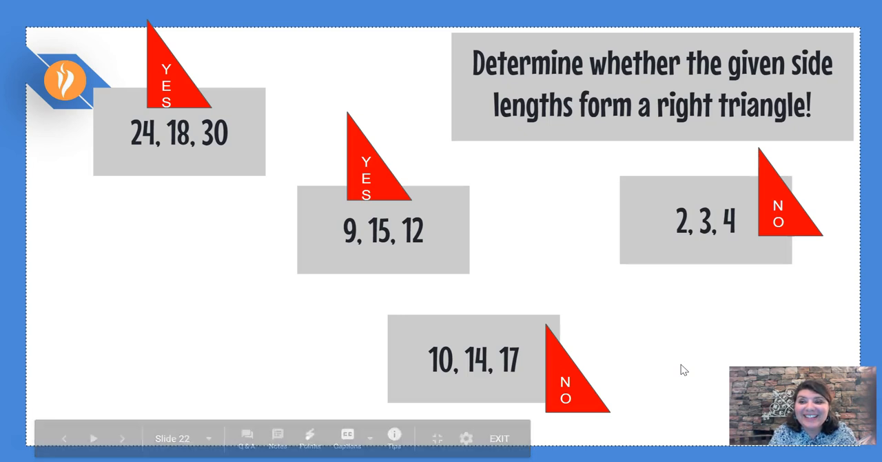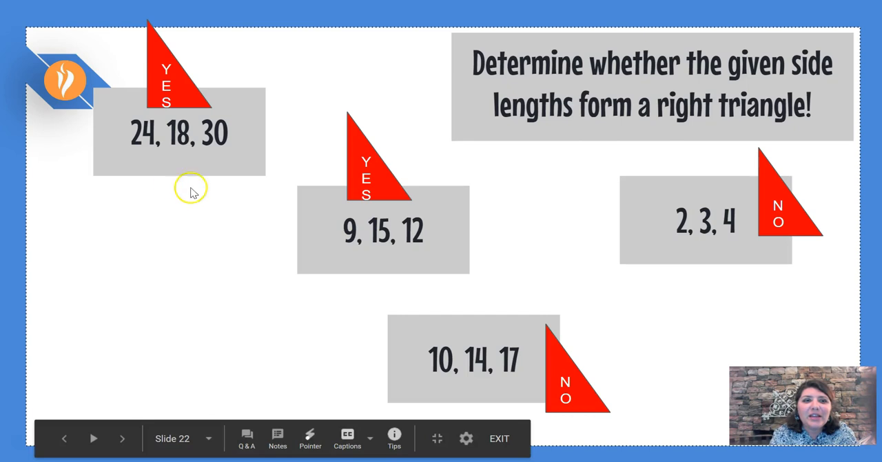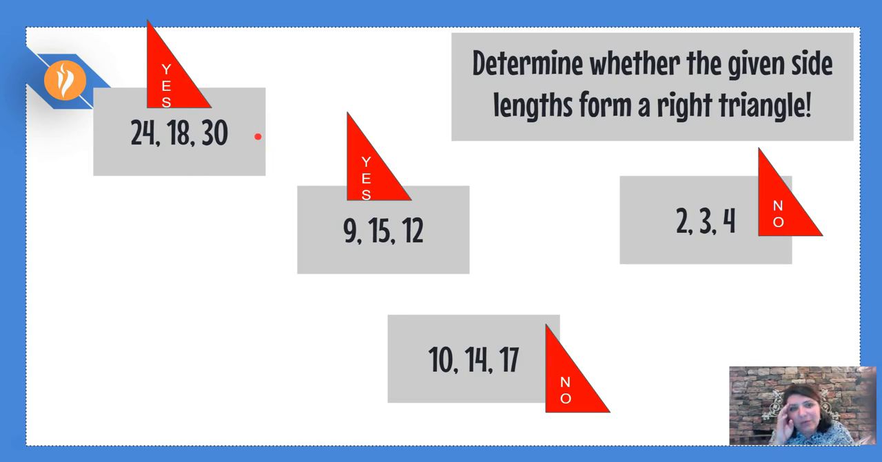All right, welcome back. Let's look and see how you did. If you'll look in the top corner here, 24, 18, and 30. Did those form a right triangle? Well, I said yes. Let's check our work. 24 squared is 576. 18 squared is 324. And if I add those together, I get 900, which is 30 squared. And remember, the 30 has to be the hypotenuse because it's the longest.